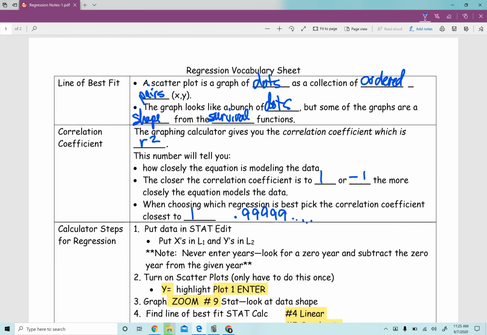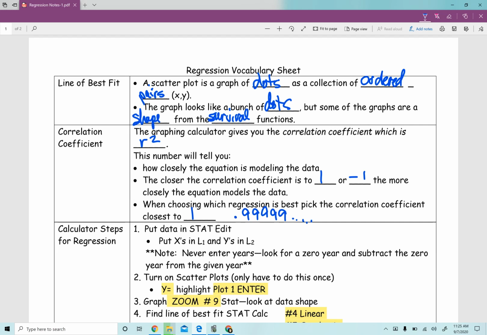All right, so we're talking about regression, and we're going to talk about lines of best fit. A scatter plot is a graph of dots as a collection of ordered pairs. The graph looks like a bunch of dots, but some of the graphs show a shape.